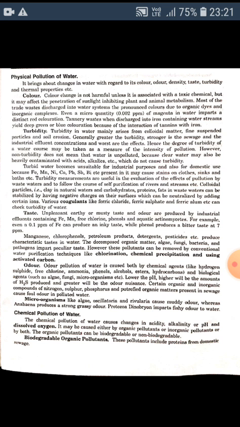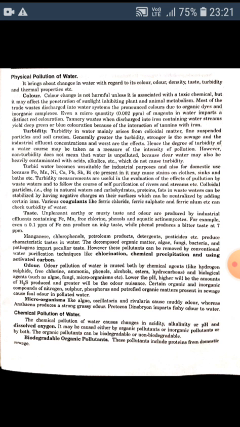Most of the wastes discharged into water systems, for example, have pronounced colors due to organic dyes and inorganic complexes. Even a micro quantity of magenta in water imparts a distinct red coloration. Tannery wastes, when discharged into iron containing water streams, yield deep green or blue coloration because of the interaction of tannins with iron. Turbidity in water arises from colloidal matter, fine suspended particles, and soil erosion.